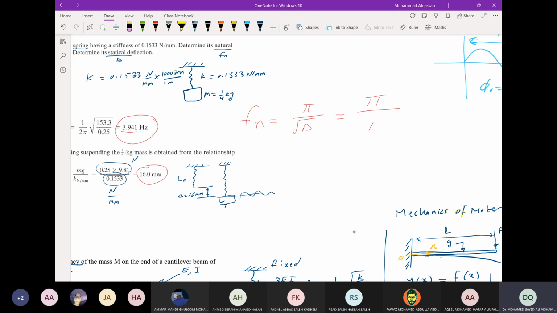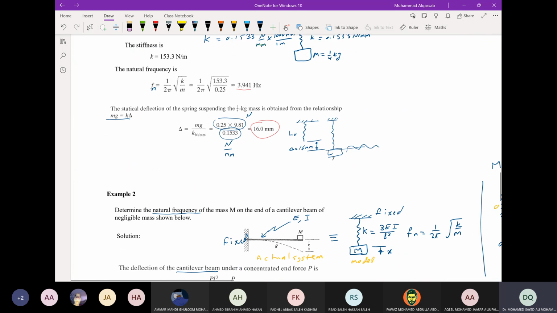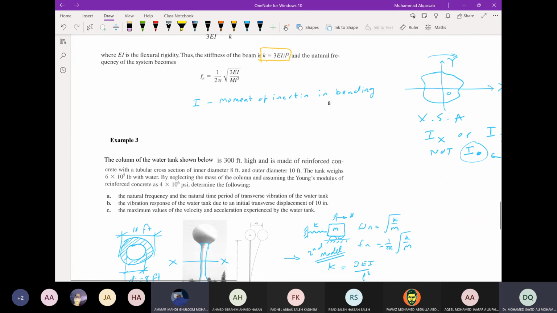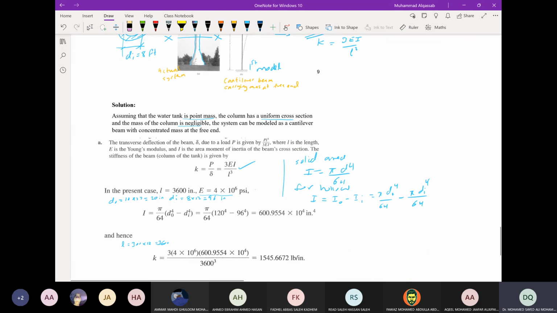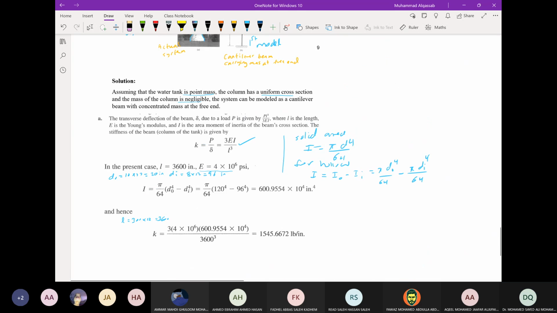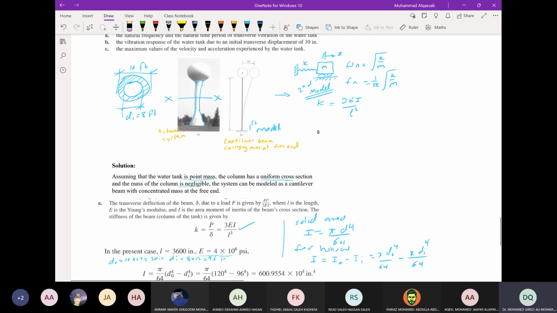You can see what the units of this are. Maybe it is something else, maybe it's not hertz.